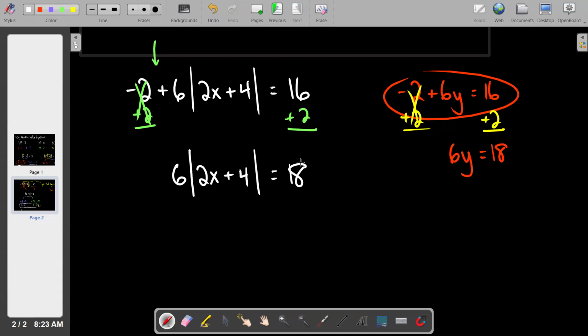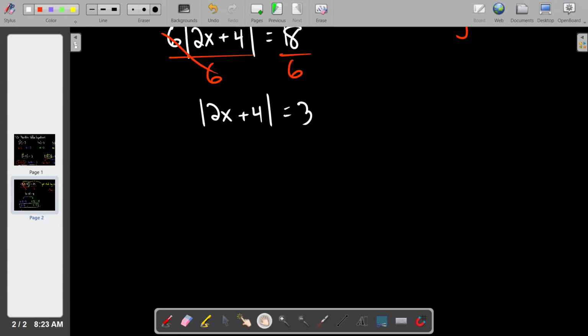What do we do to both sides? We divide both sides by 6, like this. And that'll give us the absolute value of 2x plus 4 equals 3. This is go time. I don't think I've ever written that. 30 years of teaching, I've literally never written go time in my notes before. That just happened. This is the moment where you make a choice.